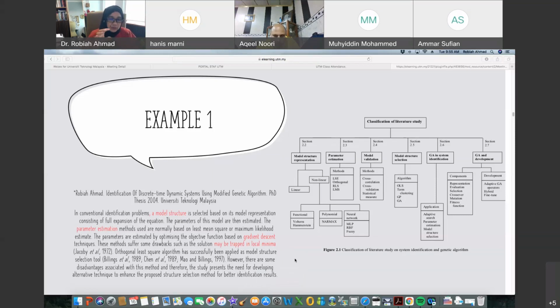So you see here, we have some background. So what are the disadvantages? And then a little bit on what other researchers have been doing to address that local minima.